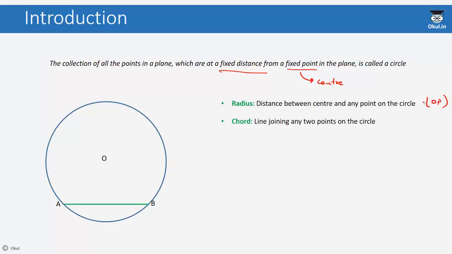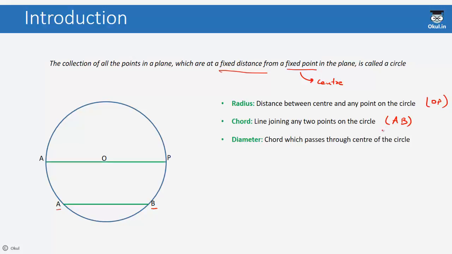Now let us learn about the chord of a circle. The line joining any two points on the circle is called a chord. So we have 2 points on the circle, that is point A and point B, and we have a green line that is joining these 2 points, that is a straight line. So here AB is the chord of a circle.